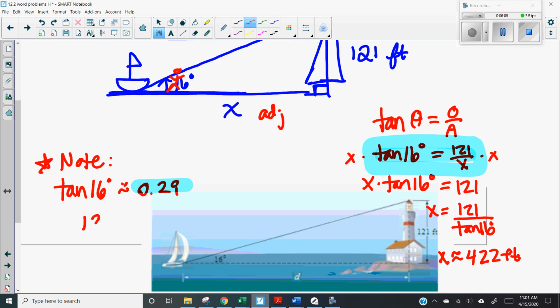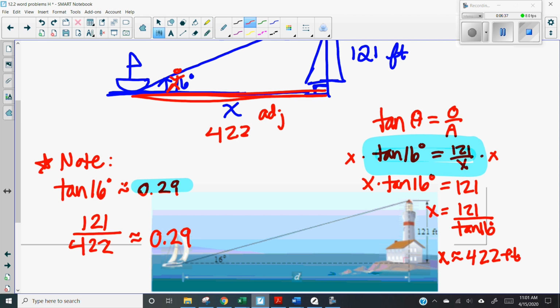If you take 121 over this answer that we found, 422, oh, that's pretty darn close, actually. It's about 0.2867. It's about 0.29. So in order for this to all work out, to have this proper triangle that is to scale, the angle's right, the sides are right, this side would have to be 422 feet.